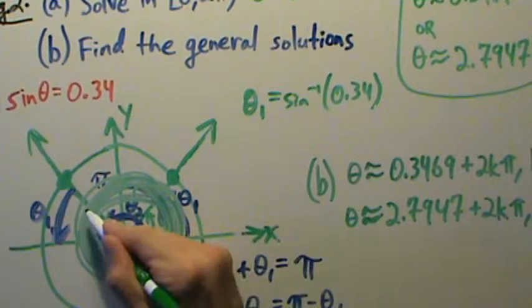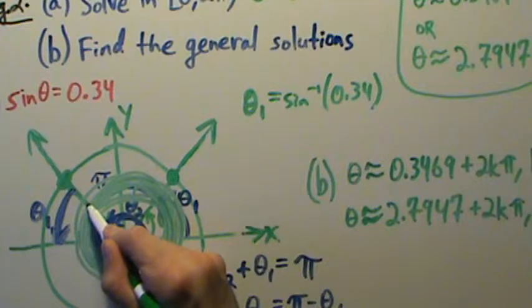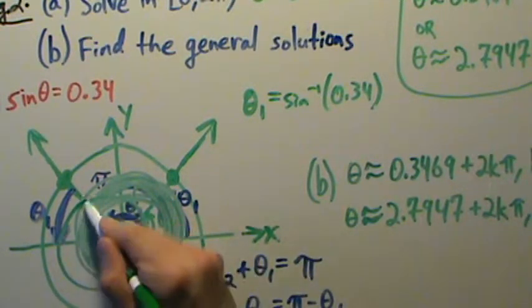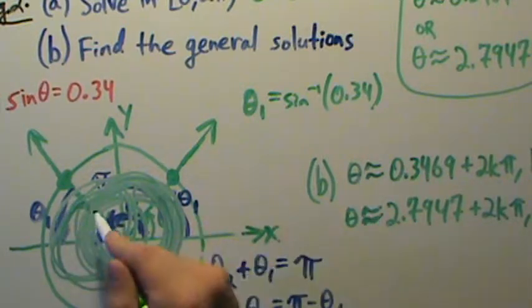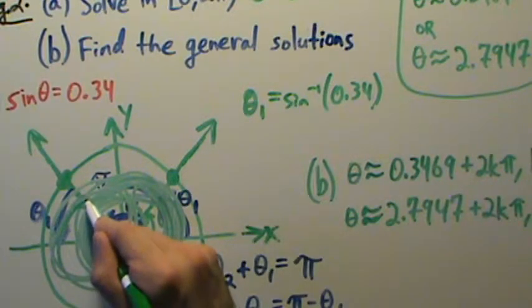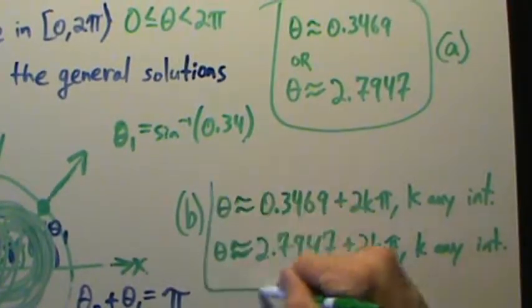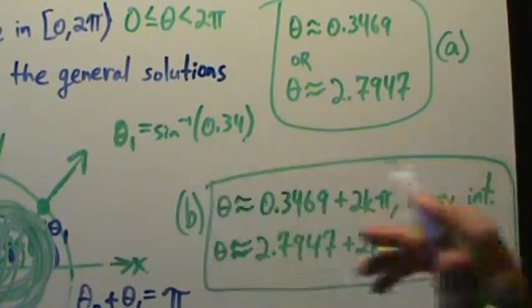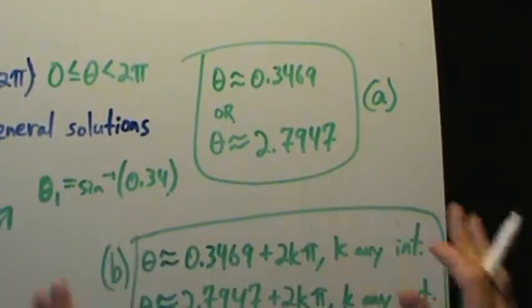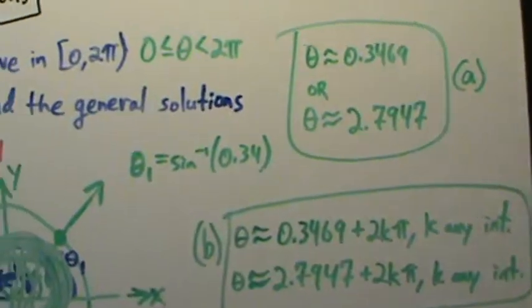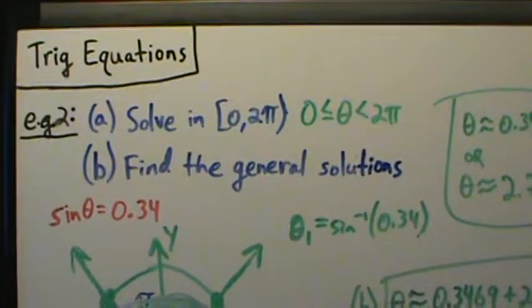Same exact thing with the theta sub 2. Plus 2 pi, so if k is 1, then we go like this. If k is 2, then we go around twice. If k is -1, go in the clockwise direction once, and so on and so forth. Okay, so this is the answer to part B. So notice the answer for part B is just the answer for part A with the plus 2k pi on it, just like in example 1. Okay, so that's it for example 2 of solving trig equations.